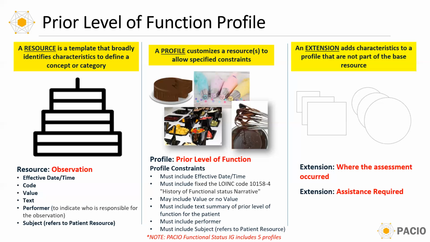Of note, the PASIO Functional Status Implementation Guide actually includes 5 profiles: PASIO Functional Questionnaire Response, Bundled Functional Status, prior level of function, and use of device. Each profile uses one or more resources, observation, questionnaire response, or device use statement, to specify what information to include and where to get that information. Some of these resources also include references to other resources, such as patient or provider information. Implementers can customize one or more of these 5 profiles to communicate comprehensive or only select information about a patient's functional status.